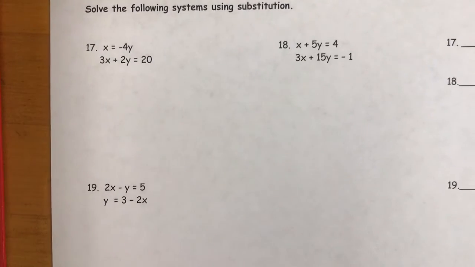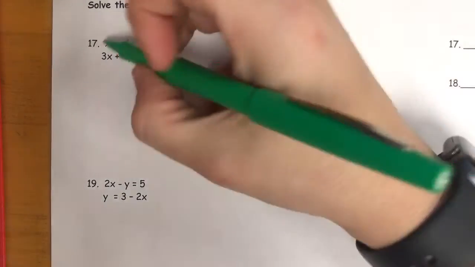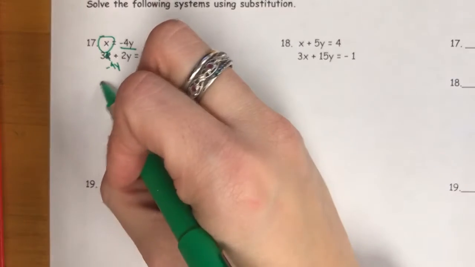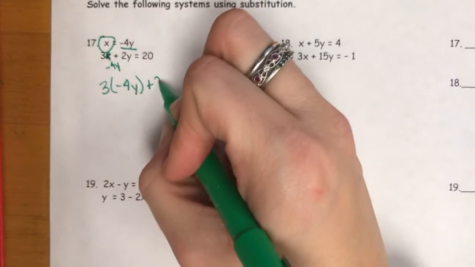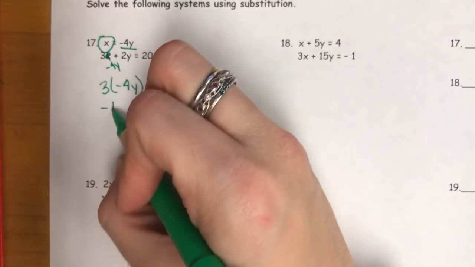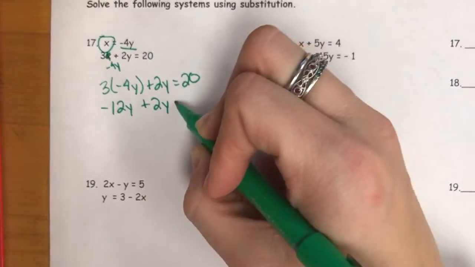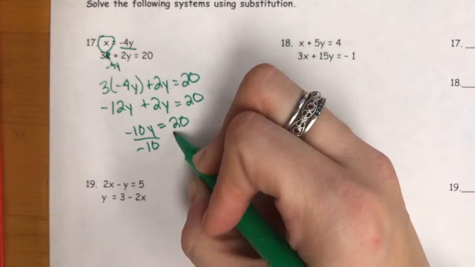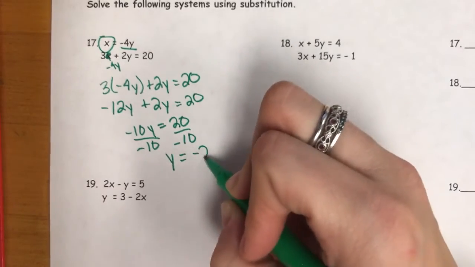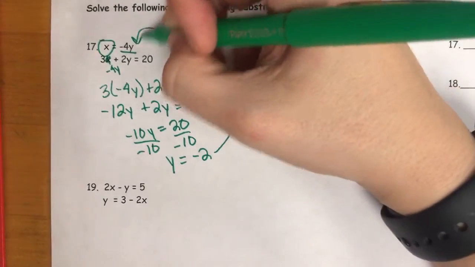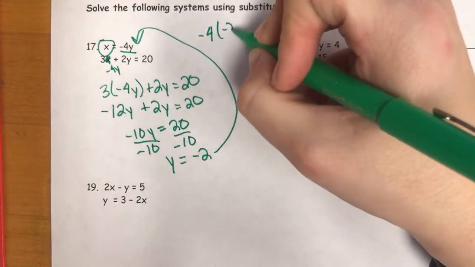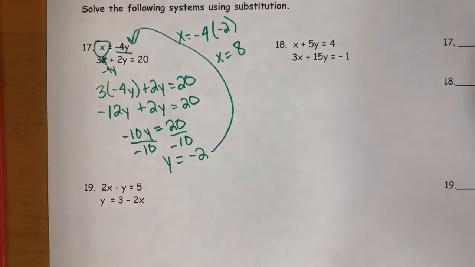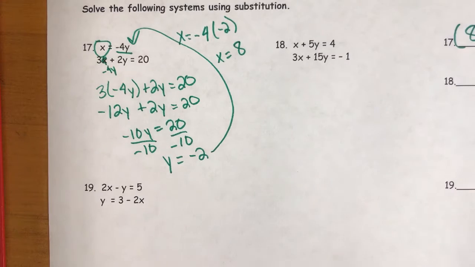17, 18, and 19, we are solving systems by substitution. Get rid of that x, and in its place we're going to put a negative 4y. So we'll have 3 times negative 4y. It's 2y equals 20. Combine like terms. y equals negative 2. We're going to have to plug that back in, right? We can plug it in where we underline. So negative 4 times negative 2 tells us that x equals 8. So our final answer will be 8, negative 2.